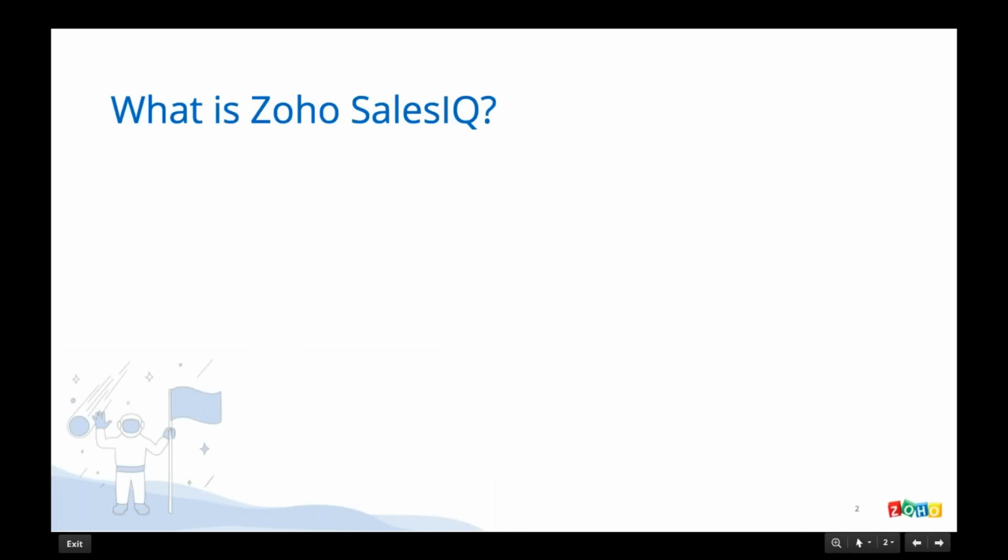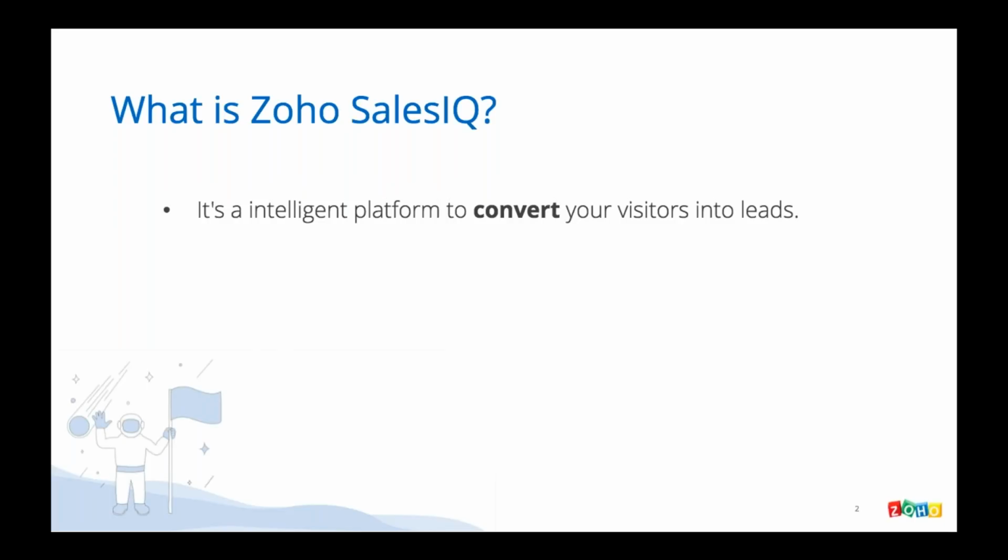For those of you who are new to Zoho or new to Zoho SalesIQ itself, I'm going to very briefly tell you that it has two simple components. A visitor analytics component that tells you everything from which page a visitor is looking at, to how they found your website, to whether they are a new or a returning visitor, and so on.